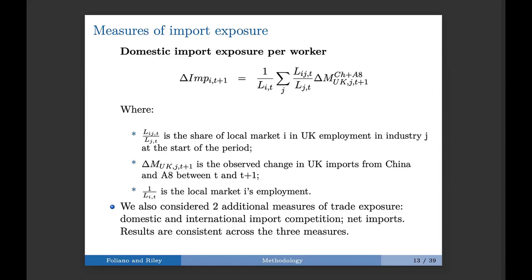low-wage countries. We consider also alternative measures, in particular measures that take into account competition in international markets as well, because of course the UK not only competes with China and A8 countries in the domestic market, but also in international markets, and also a net measure that takes into account exports from the UK to these countries. But the results are broadly similar, so I will focus on the results for import competition only.